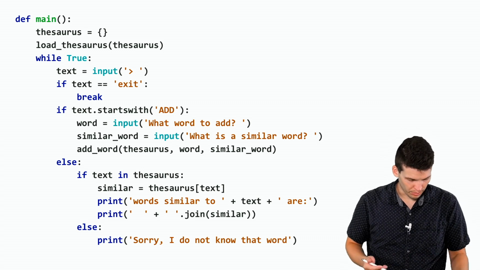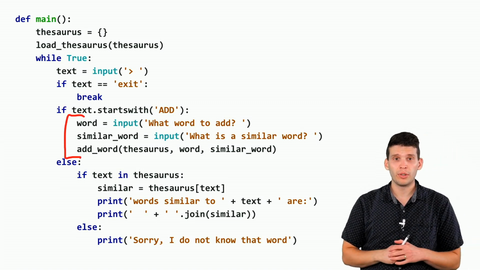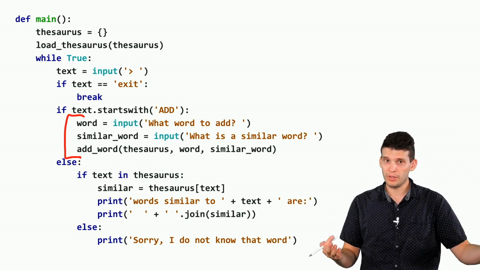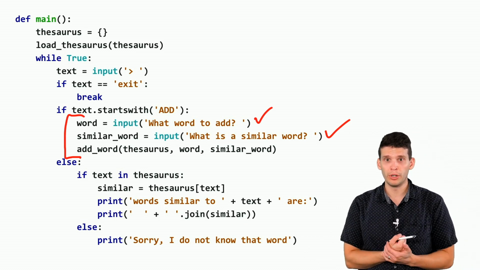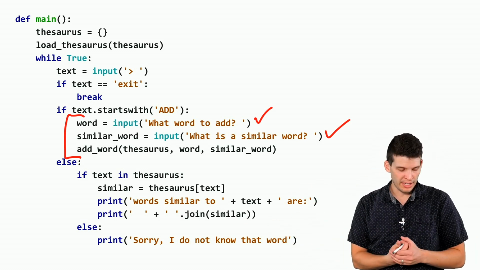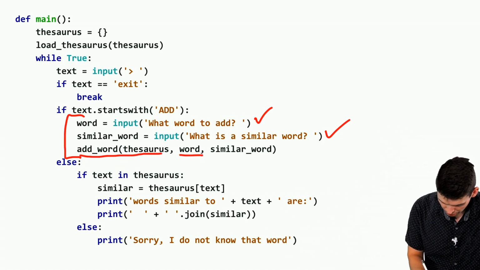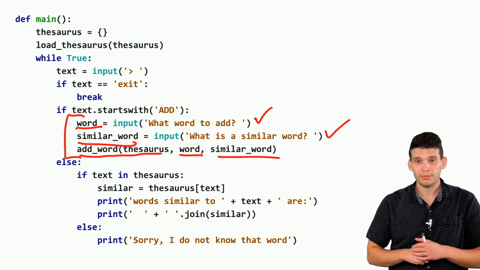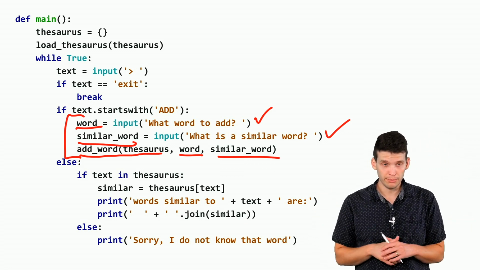All right, so let's look. For A, if we're going to add, we need to ask the user for the base word and a similar word. Then we already have a function for getting that word added into the data. So we just call add word with thesaurus, that word, and the similar word. And there we go. That's what we have to do for A.